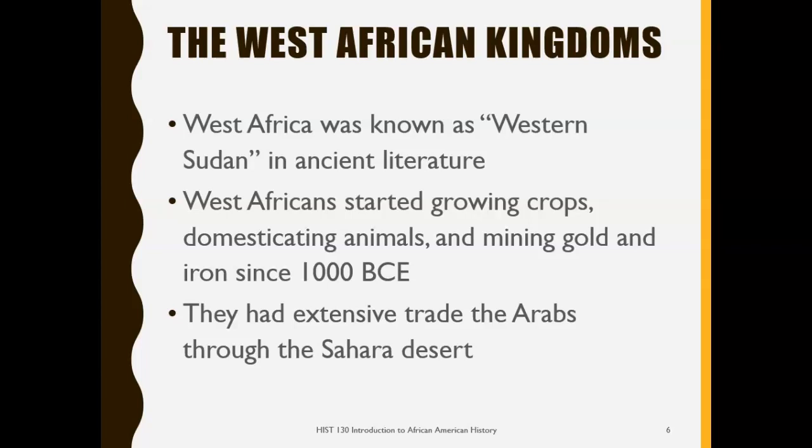So, West Africa was known as the Western Sudan in history literature. The people of West Africa started growing crops, including especially millet and rice. They also domesticated animals and were mining gold and iron since 1000 before Christ. They also had extensive trade with the Arabs through the Sahara Desert.